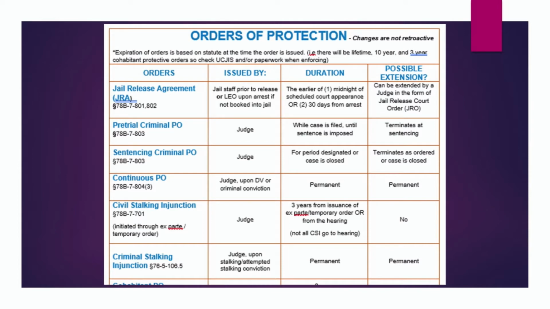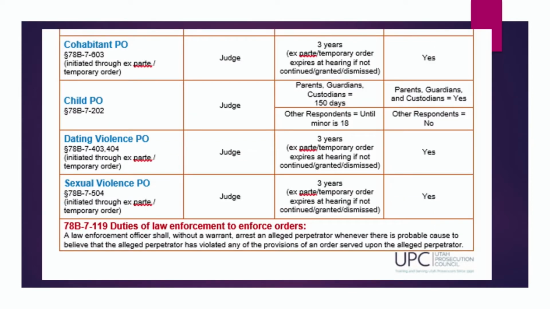Civil stalking injunctions, and just a reminder, you should know this, but we don't see a lot of these at times. The civil stalking injunctions do not have to go to a hearing in order for there to be an order. So the ex parte, the temporary order that they get, if the respondent does not request a hearing, automatically transitions and becomes the order, and then it expires 3 years after that. Continuing on down, this is the civil cohabitant protective orders. So civil protective orders, now only 3 years.